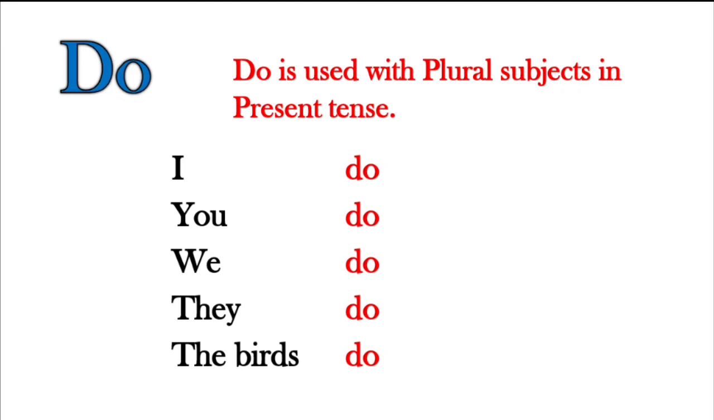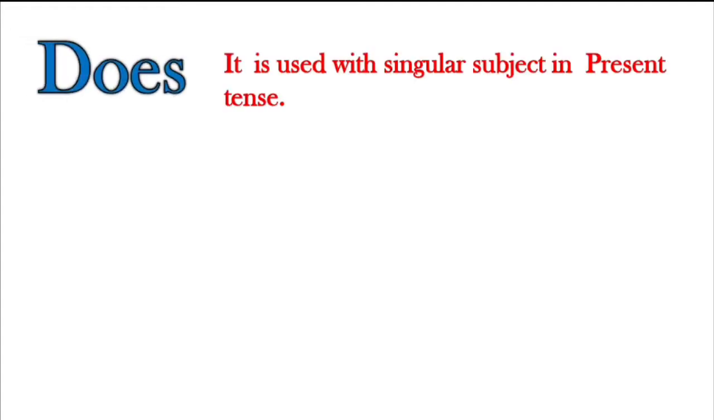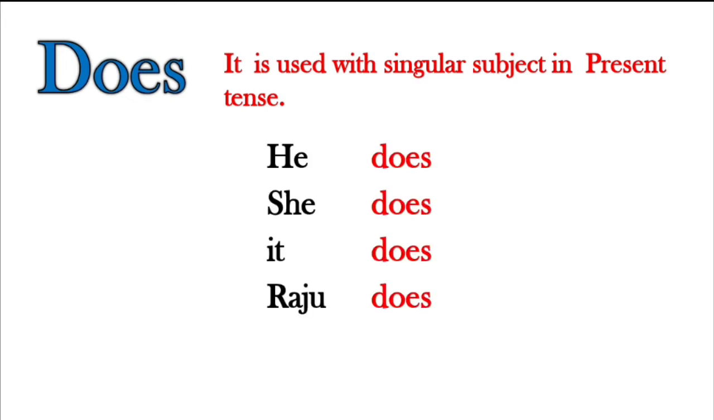Next, does. Does is also used in the simple present tense. Does is used with a singular subject like this: he does, she does, it does, Raju does. In simple present tense, for plural we use do, and for singular subjects we use does.